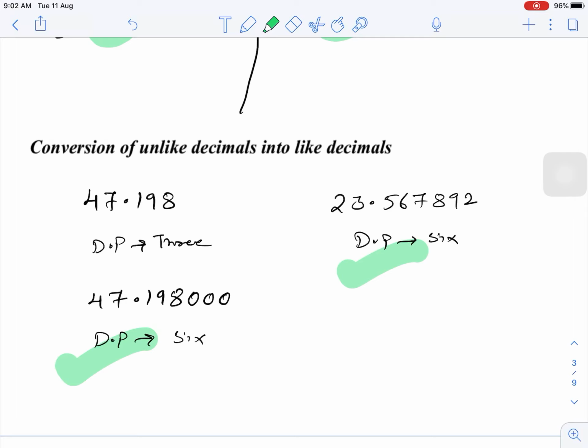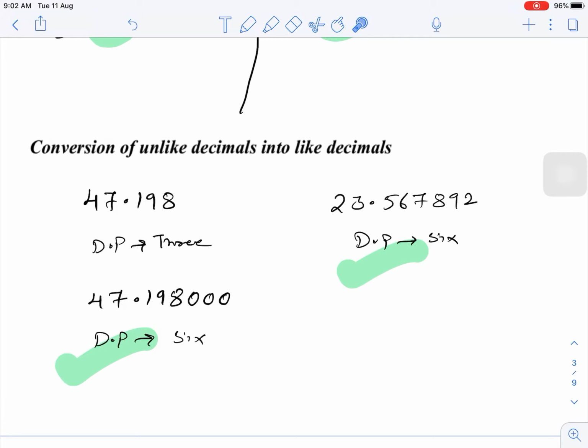Okay, so here what we have done, we have converted unlike decimals into like decimals. For conversion of unlike decimals into like, what are we doing? We are checking which number has more decimal places, and accordingly we are adding zeros to the smaller one.